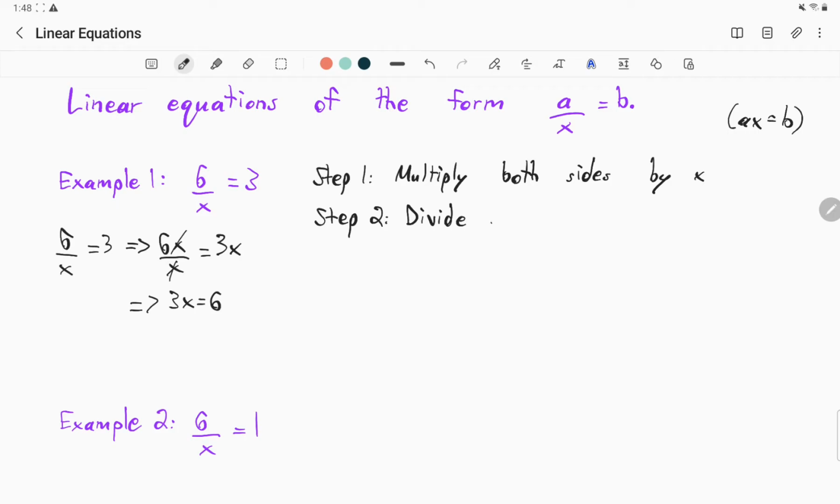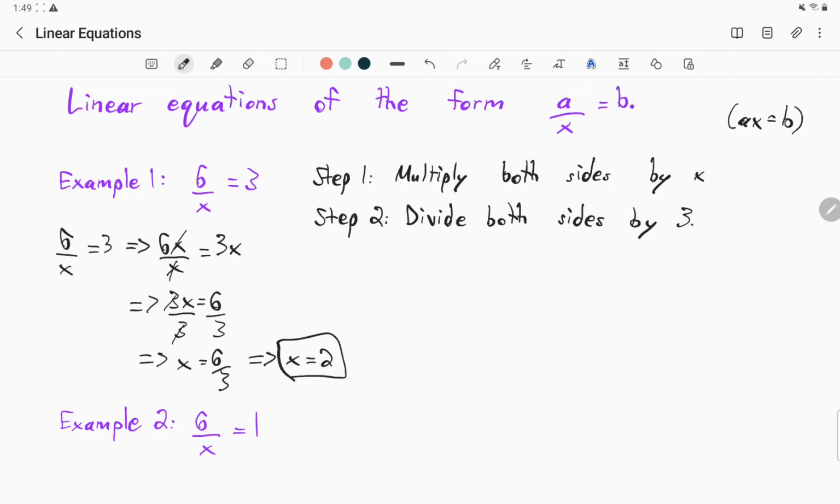We know it's ax equals b. Divide both sides by, what's the coefficient of x here? It's 3. So I'll divide both sides by 3. We get x equals 6 divided by 3. Well, what's 6 divided by 3? That's 2. We get x equals 2. Some of you might have seen x equals 2 immediately because 6 over x equals 3. Well, we already know 6 divided by 2 is 3. But it's important to know the process because it won't always be so obvious.